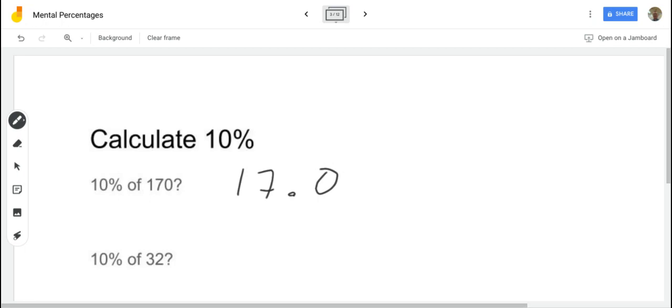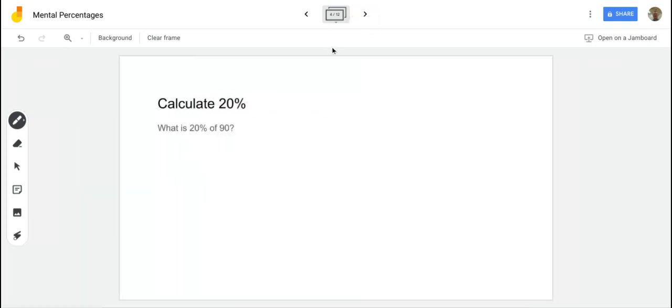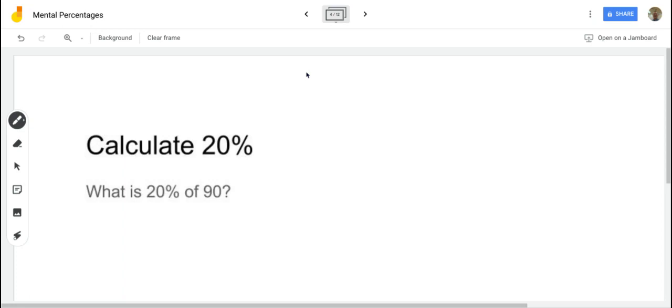What about 10% of 32? What is 10% of 32? You should have already been able to calculate that 10% of 32 is simply 3.2. Keep the digits, move the decimal, and it's supposed to be that fast and easy. But that lets us do some other things very quickly as well, like calculating 20%.